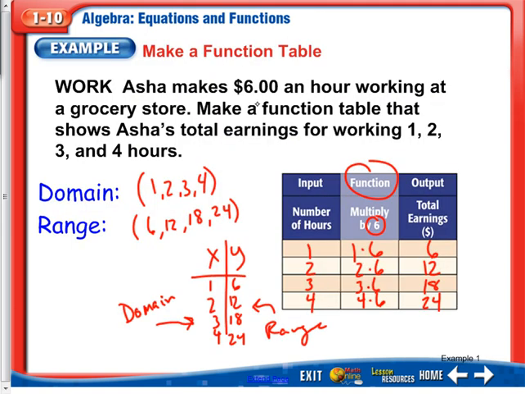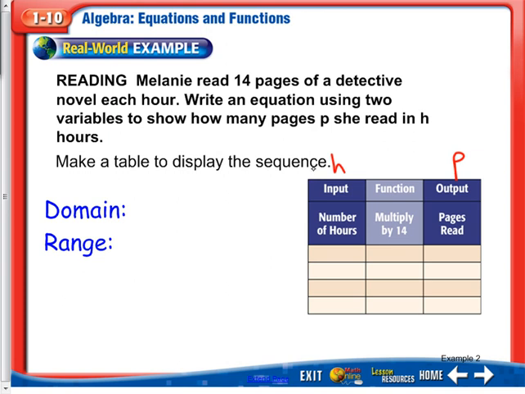So we need to figure out what we're going to do here. Here I have h, so h times, it says multiply by 14. h times 14 equals our p. So that's your equation. Part of your answer here would be to say 14h equals p, or h times 14 equals p. Either way, it would be fine. Now, for the first hour, we go 1, 2, 3, and 4.